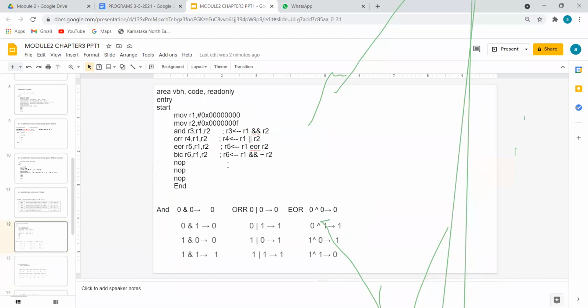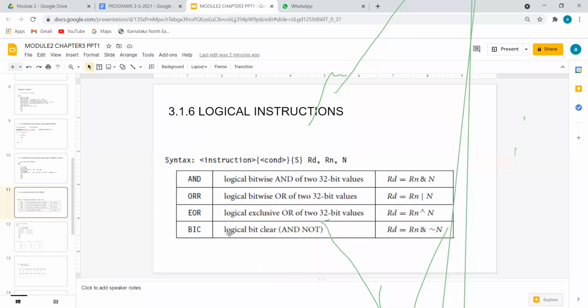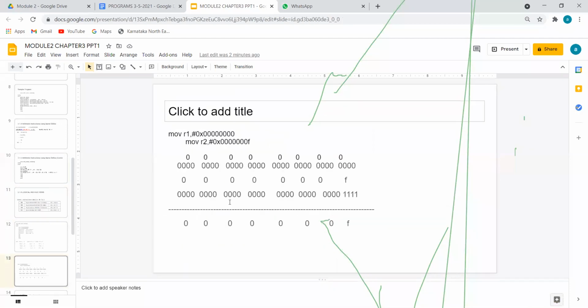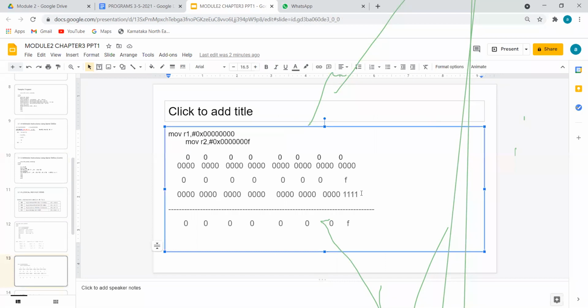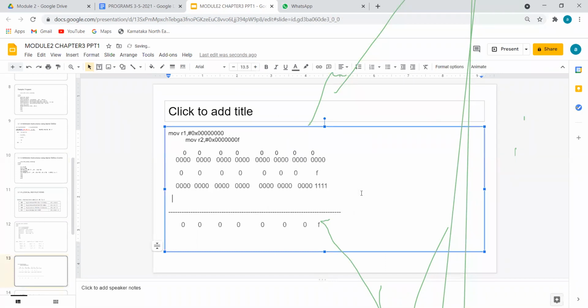Next one is important. Listen carefully. Logical bit clear. So what should be done? NOT of n, then AND. So what I have to do here is I took this number. First, I have to perform NOT of this. How to perform NOT: 111, 111. Okay, so 111. And if you can imagine the answer, you can type the answer here.